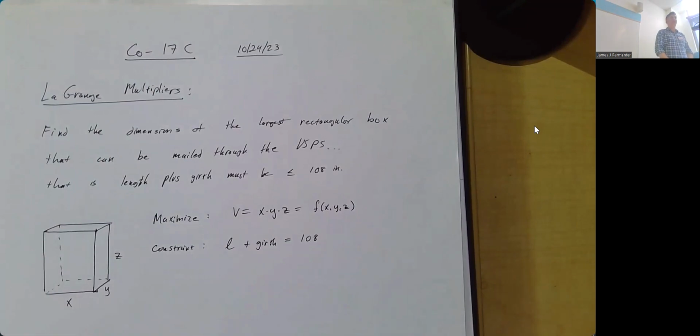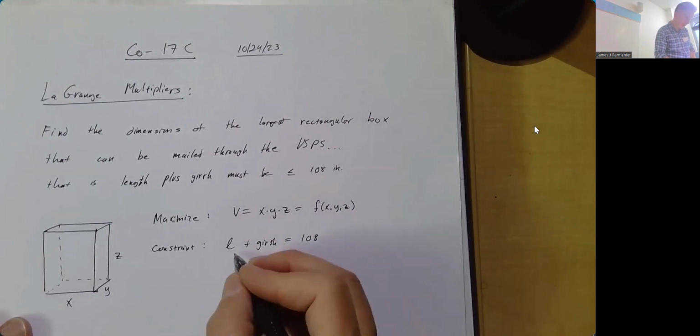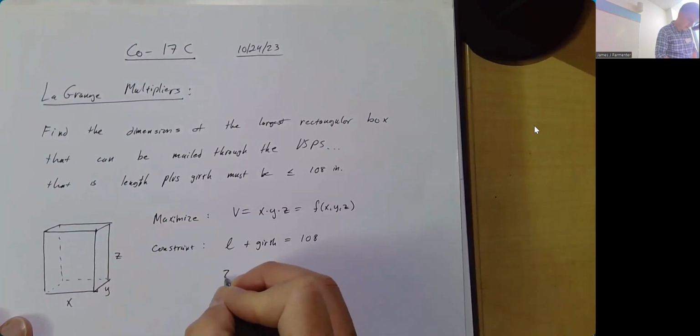What is the length? Well, it's whatever we decide it's going to be. We can say that the length is X or Y or Z. It's just one of those three dimensions. I would make it Z. Usually, if I have to make a choice, Z is the one I pick to be the odd man out, if the others seem the same. So we're going to say that the length, which is Z, plus the girth.